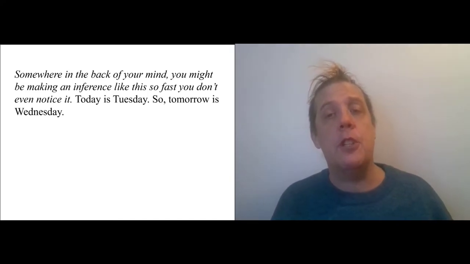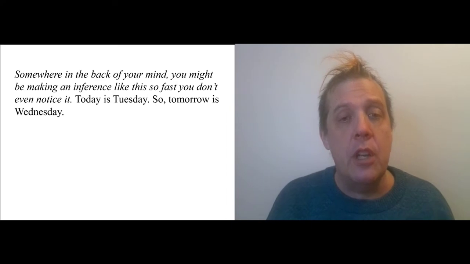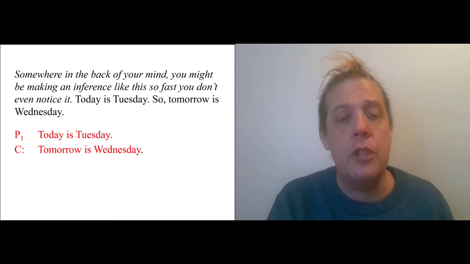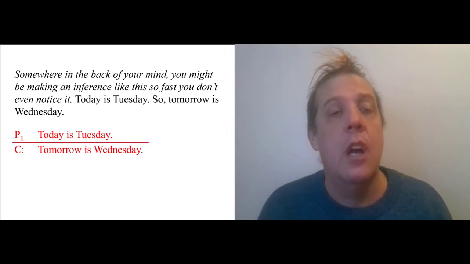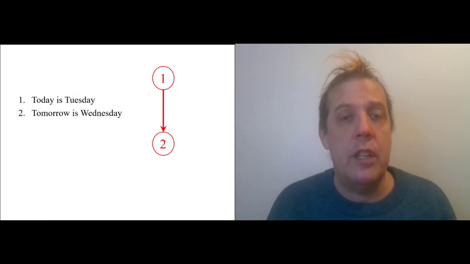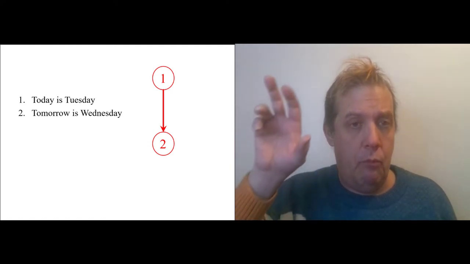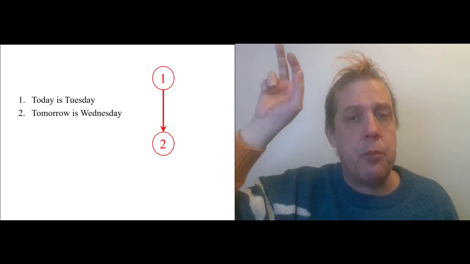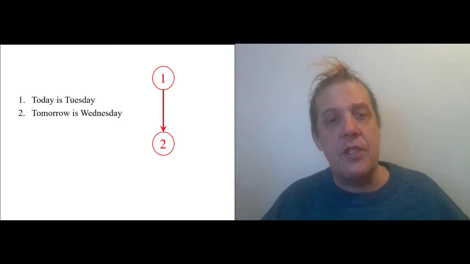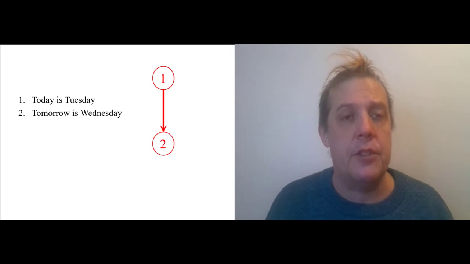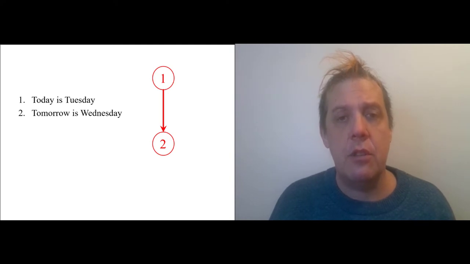You make a simple inference from one premise to one conclusion. You do it automatically and unconsciously. So your premise, today is Tuesday. Your conclusion, tomorrow is Wednesday, right? So if we want to represent that with an arrow diagram, we number the statements again. We make the premise 1, and we draw an arrow from the premise to the conclusion. So this is the simplest possible version of the arrow diagram, and everything else is going to be compounded out of this. You just draw an arrow from a premise or set of premises to the conclusion.